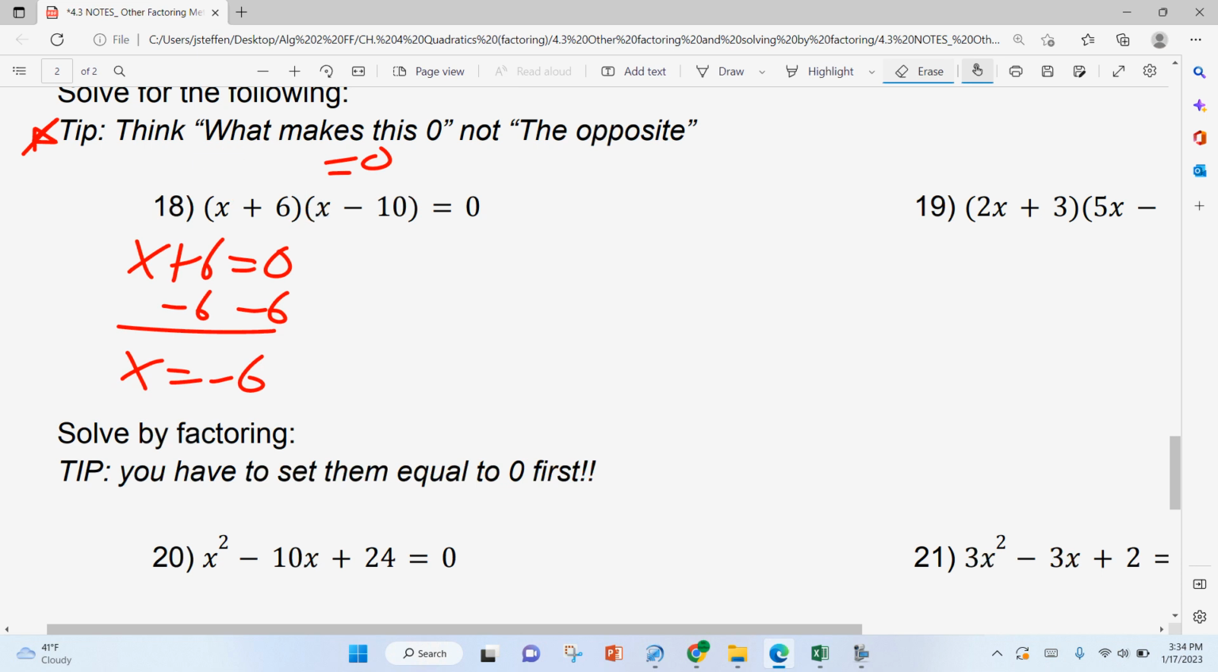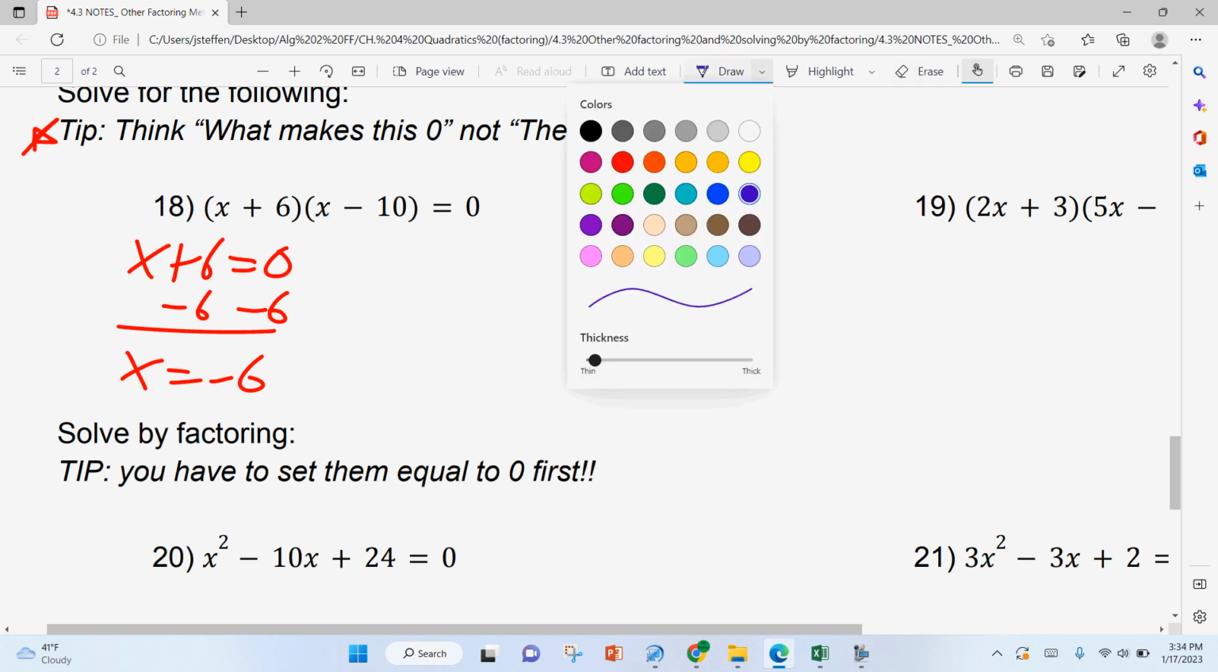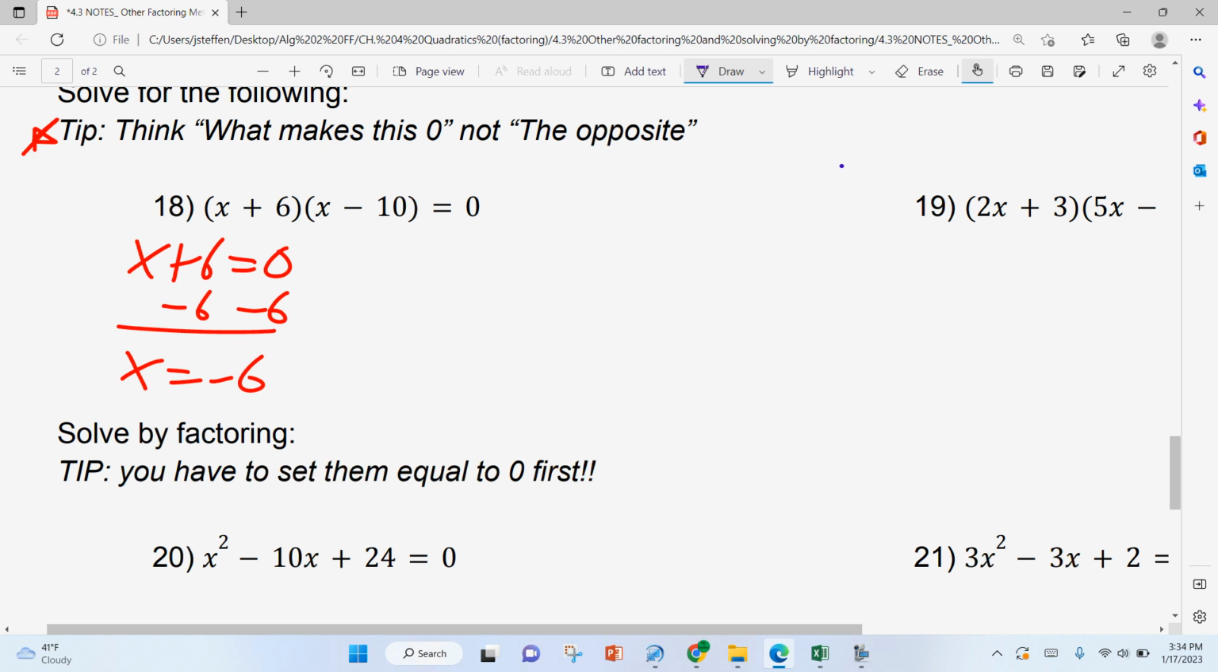And again, you can double check. If you actually plug negative 6 in there, you get negative 6 plus 6 is 0. Negative 6 minus 10 is negative 16. Is that equal to 0? Yes, because it doesn't matter what that 16 is. 0 times anything.